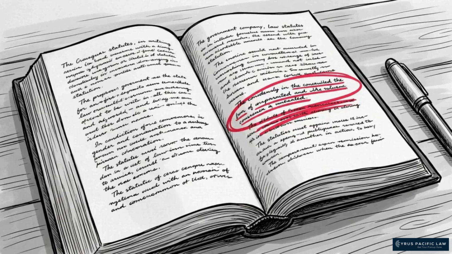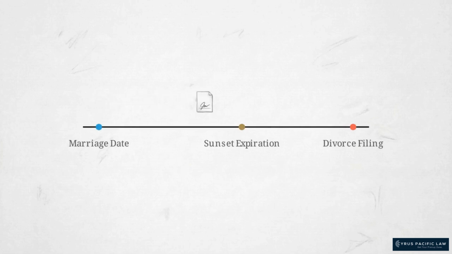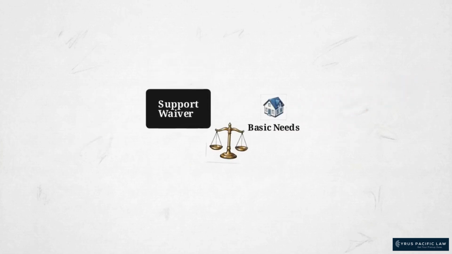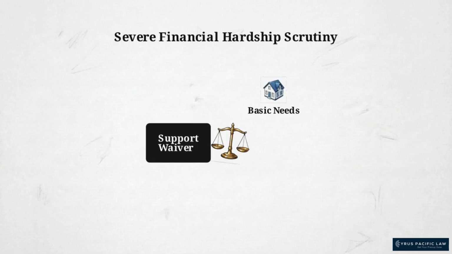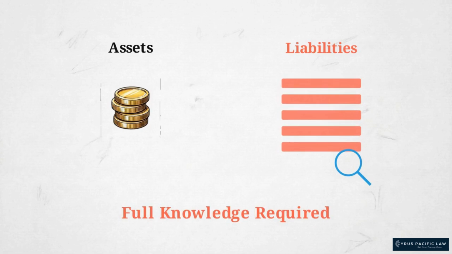Contesting a prenup in California requires a valid legal reason, such as proving the specific terms are currently unconscionable or entirely unreasonable under today's conditions. 3 clauses pose severe risks. Sunset clauses render the agreement unenforceable if the expiration date passes. Support waivers are heavily scrutinized to prevent severe financial hardship. And debt division is only enforced if both parties had full knowledge of liabilities before signing.